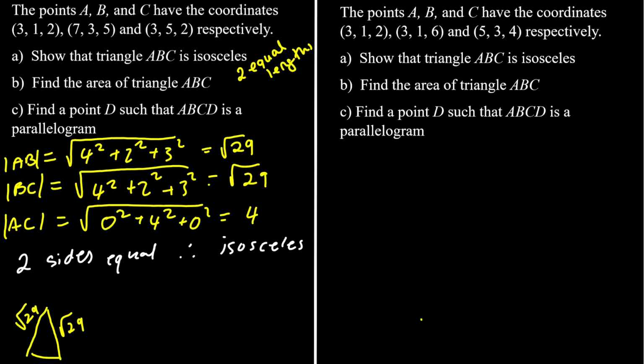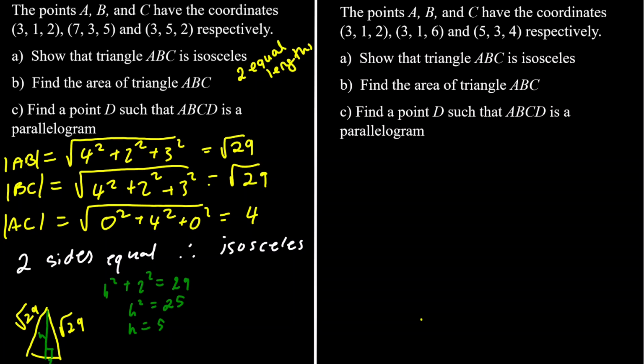How can we find the area? Probably the easiest way is to make it into a right angle triangle. So we have a base of 2. We don't know the perpendicular height, but we can find it using Pythagoras. So it will be h squared plus 2 squared equals square root 29 squared, which is 29. So h squared is 25, so the height is 5. So the perpendicular height is 5.